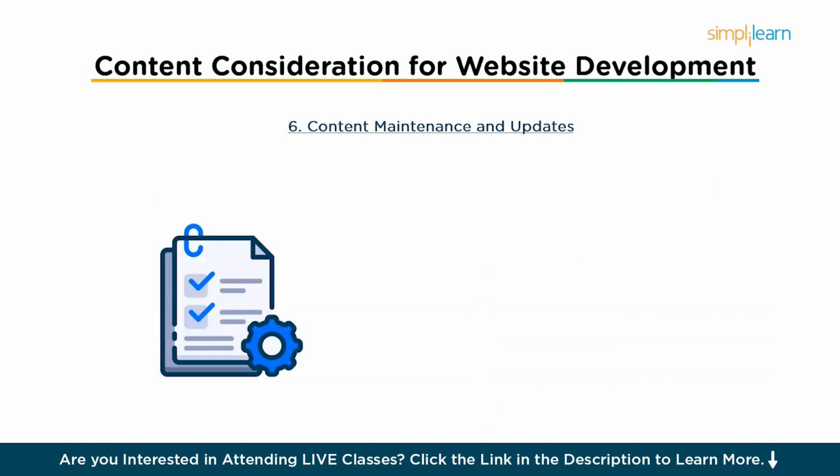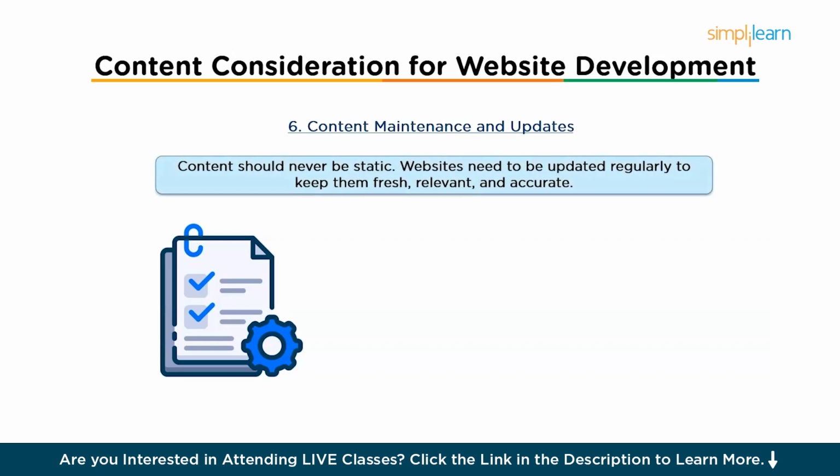And the sixth factor is content maintenance and updates. Content should never be static. Websites need to be updated regularly to keep them fresh, relevant, and accurate. Content maintenance is crucial for retaining visitors and boosting SEO ranking. So there are some content maintenance tips. The first one is review and update old content.